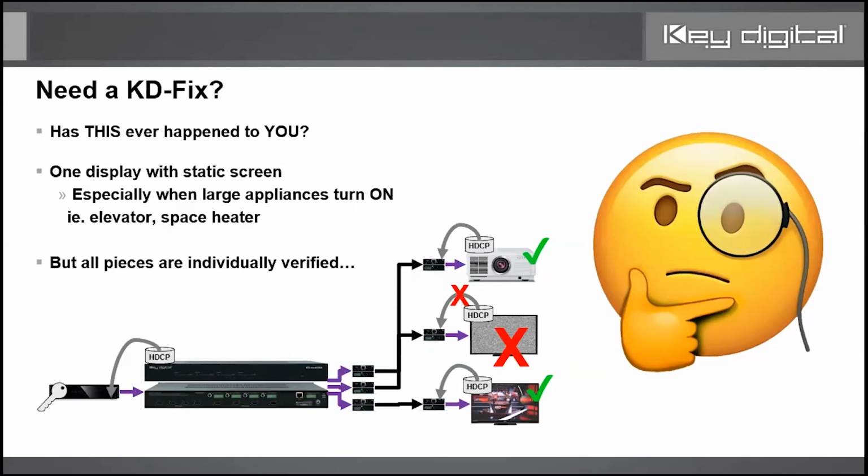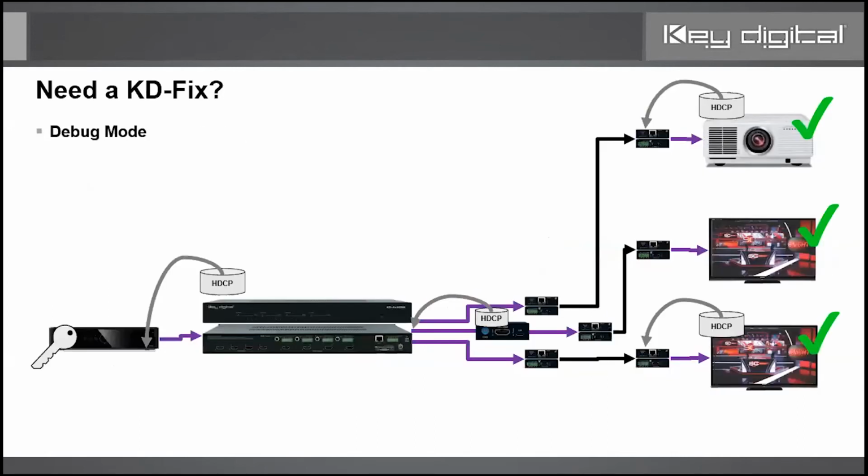When you have a noisy electrical environment, it gets on your cat line if your cat cable is not shielded, and it breaks that cat line transmission, resulting in the static on the screen. That is pretty common. But for that, we have a solution called debug mode. You see, the fixer is able to provide HDCP authentication to the key digital system saying, yes, we are HDCP compliant.